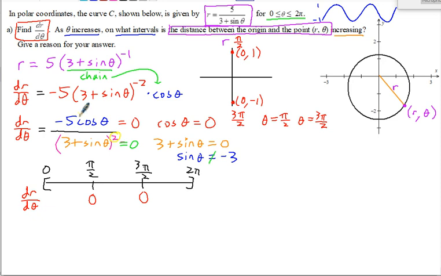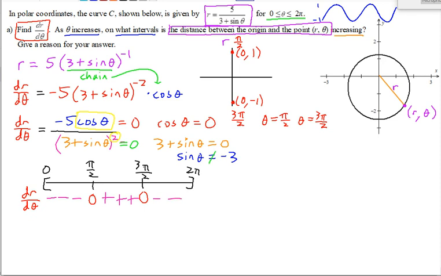So cosine of 0, we plug in 0. Cosine right here at 0 is 1 times -5, it's negative. Here you could test pi. Cosine of pi is -1 times -5 makes it positive. And here you could test 2 pi, but that's really the same as testing 0. So it's still going to be +1 times -5 gives you negative.